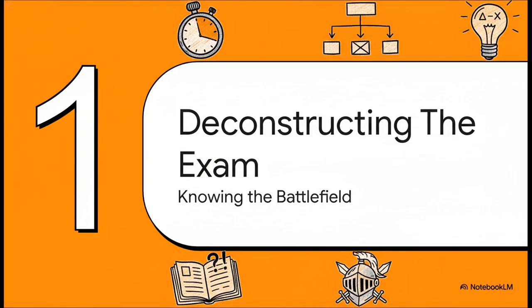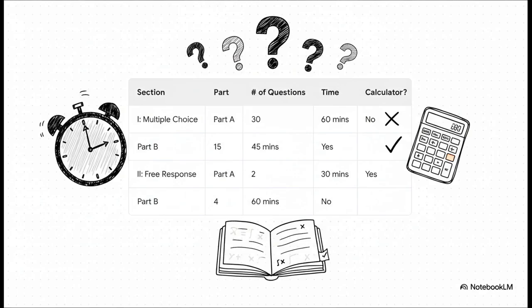Okay, first up, we have to understand the exam itself. Know the battlefield. Before you can win, you've got to know the rules of the game, the timing, and the format. This is step one. So here it is, the full breakdown. The whole exam is 3 hours and 15 minutes long. It's split into two main sections, multiple choice and free response. And as you can see, both of those sections are split again into a calculator part and a no calculator part.